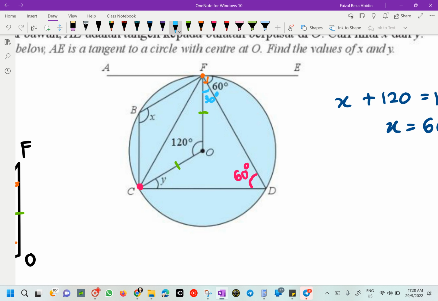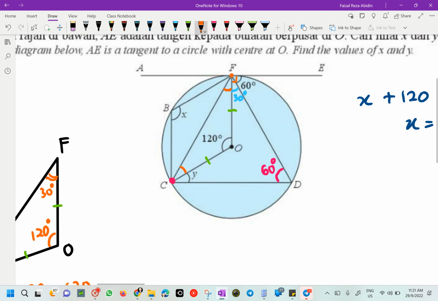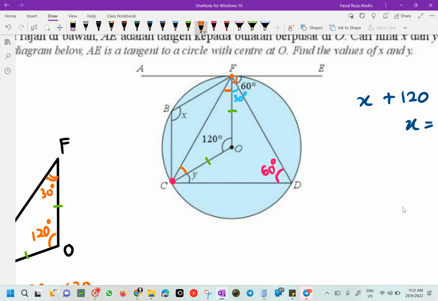Right? So just now, we have our 60 degree over there. So over there, we have already this one, 30, right? Too late first, teacher. Okay, let me draw first. This one is 30. This one also 30, right? So you have total 60 already for our F here. Can you see that?